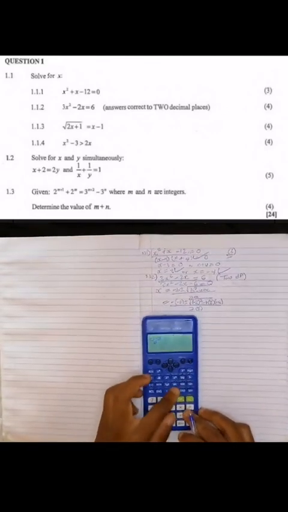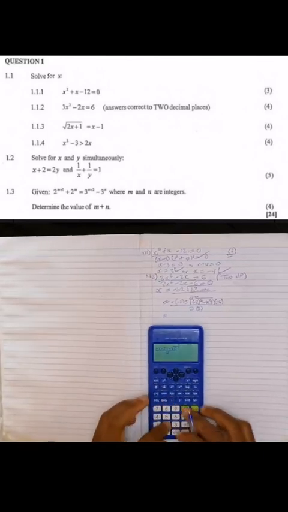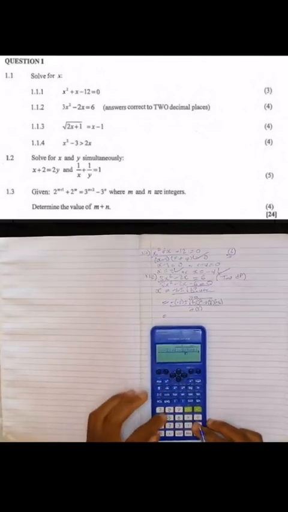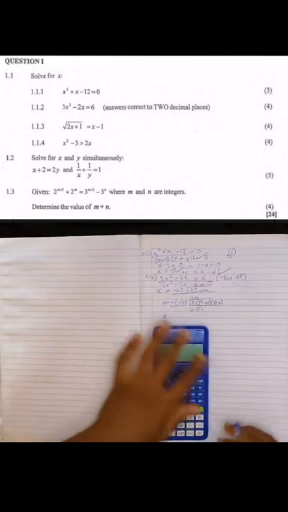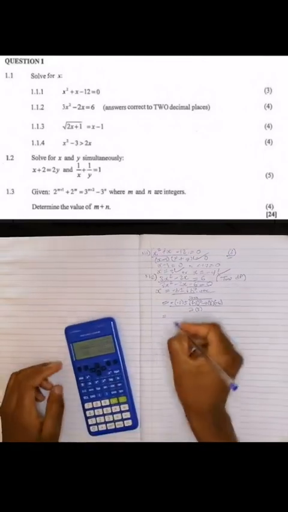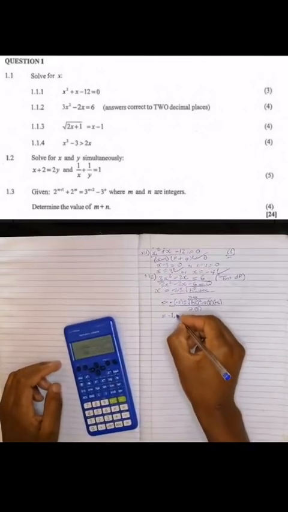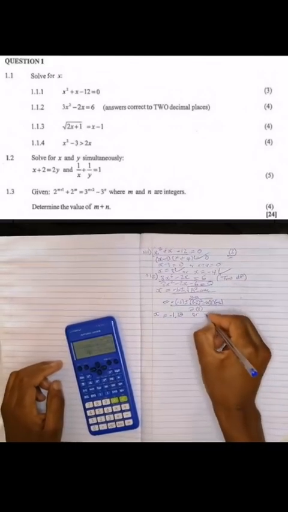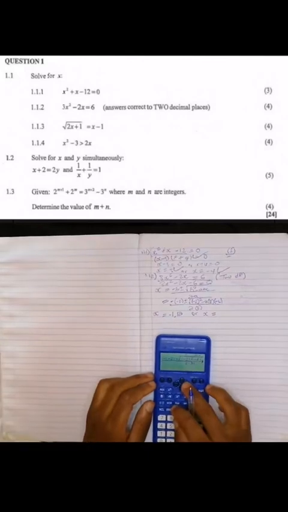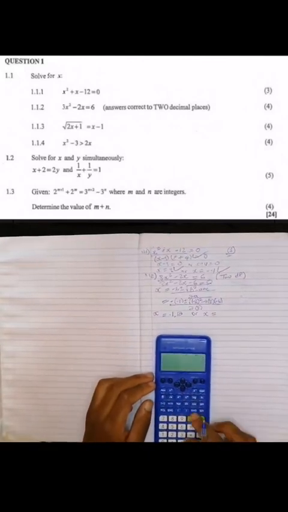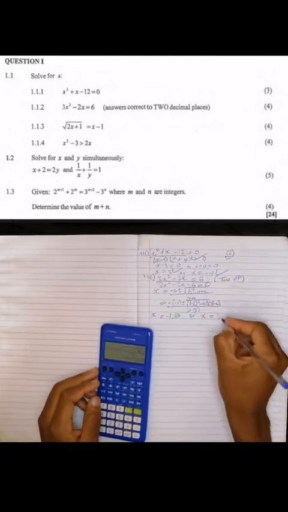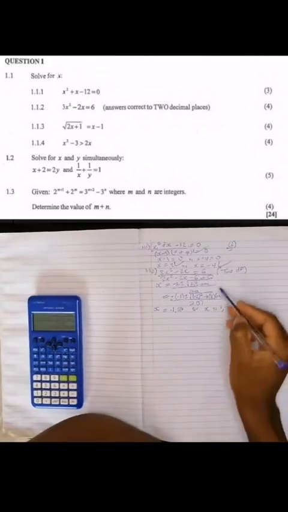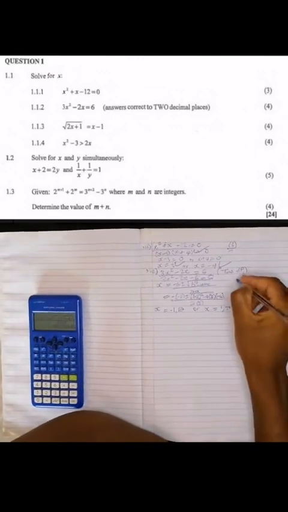Negative into negative 2 minus the square root of negative 2 all squared minus 4 into 3 into negative 6 over 2 into 3 is equal to negative 1.12, which is your first value of x, or x is equal to, you change the sign to be positive, which is 1.79. And then the marks for this second question, it's like 4 marks.